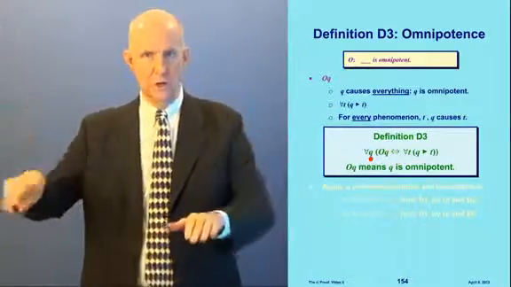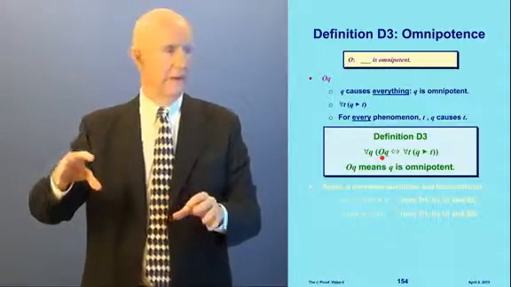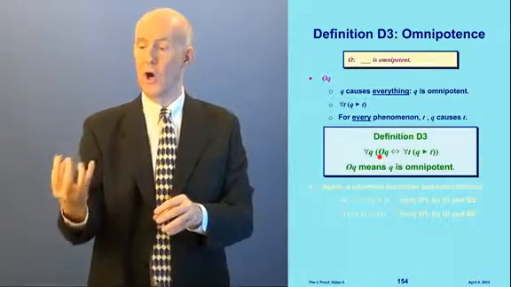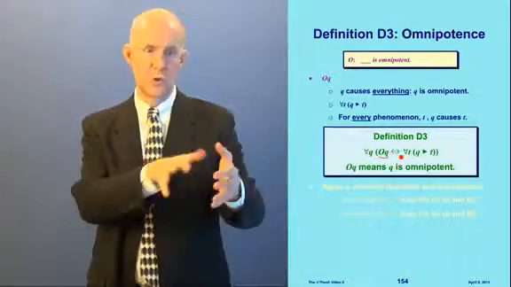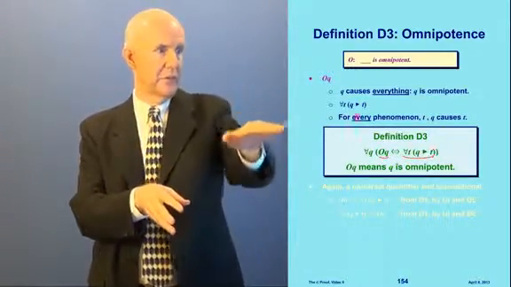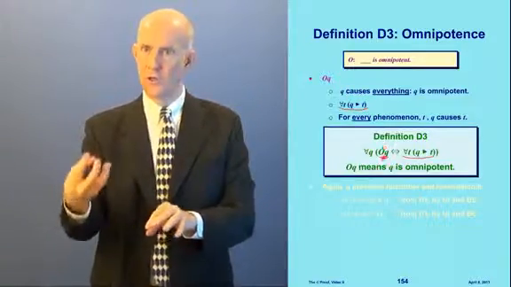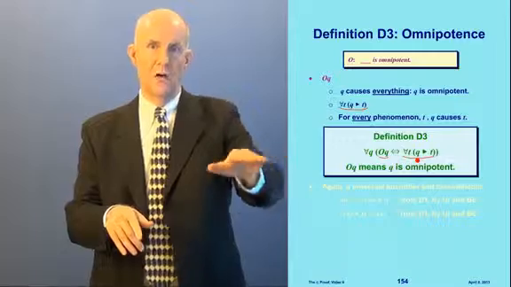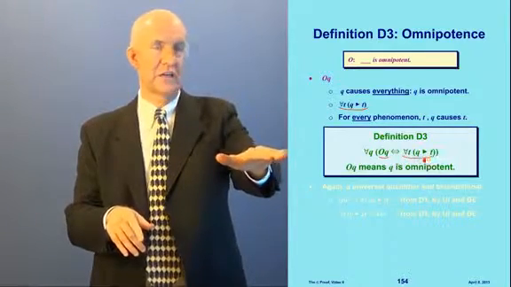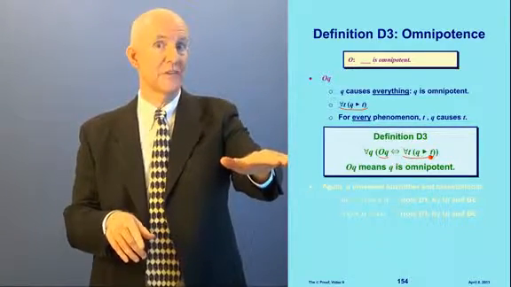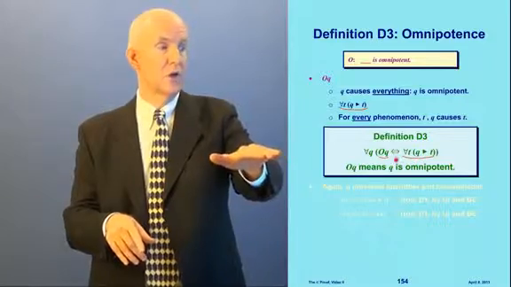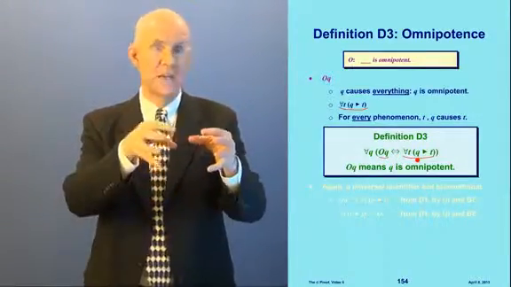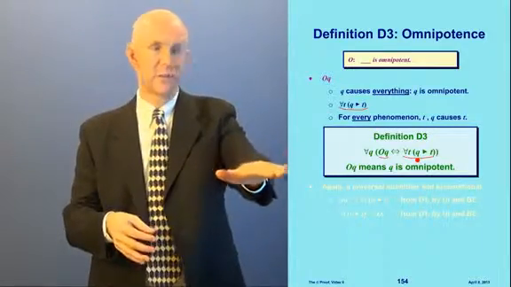For all Q, always start with the universal quantifier. Then we have OQ, if and only if something. So we're saying that OQ is equivalent to this thing over here. In other words, OQ, Q is omnipotent, is equivalent to, for all T, Q causes T. In other words, for all things, Q causes that thing. Q causes everything. OQ is equivalent to saying Q causes everything. In other words, Q is omnipotent.